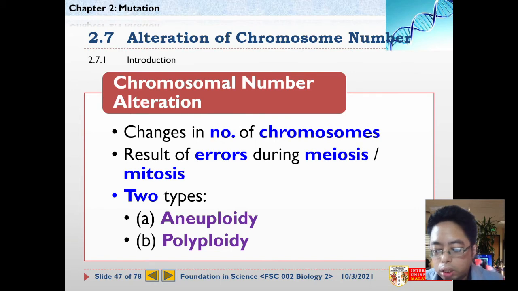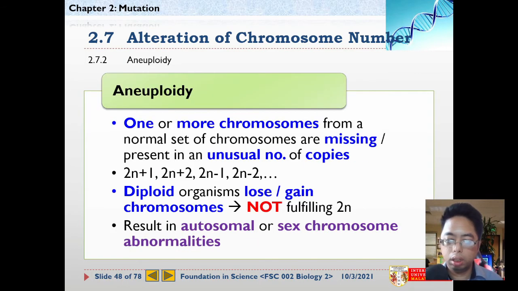Chromosomal number alteration is about the number of chromosomes. It is due to errors in meiosis or mitosis. There are two types, aneuploidy and polyploidy. Aneuploidy is when one or more chromosomes from a normal set of chromosomes are missing, or present in an unusual number of copies. So either they are extra 1, extra 2, minus 1 or minus 2. So if the organism loses or gains chromosomes, they are not fulfilling the 2n. Remember that every organism must have an even number of chromosomes, which is 2n. If they have extra or if they have less, then it will not be the same. Then it will result in autosomal or sex chromosome abnormalities.